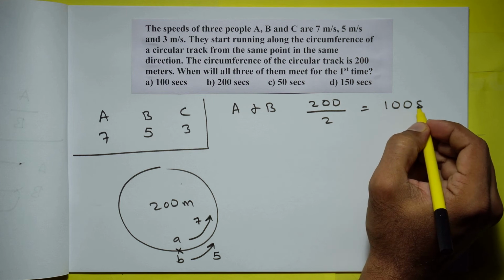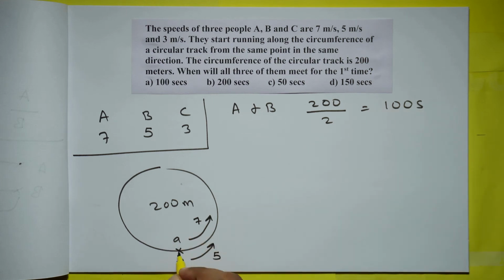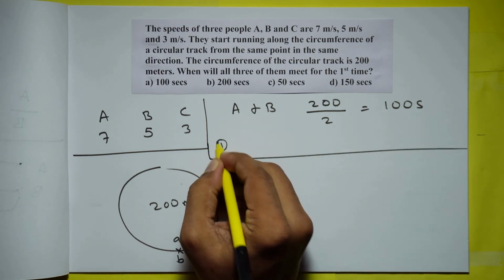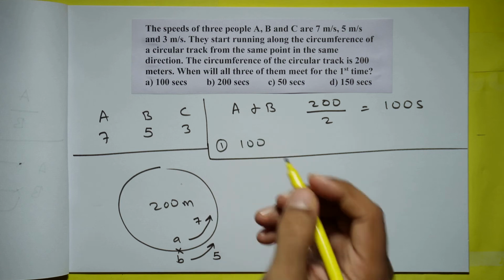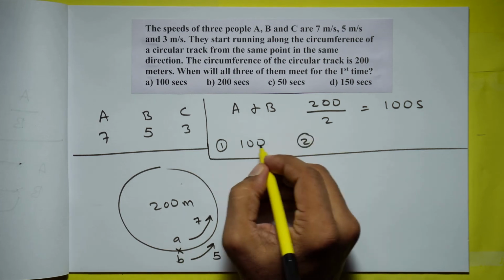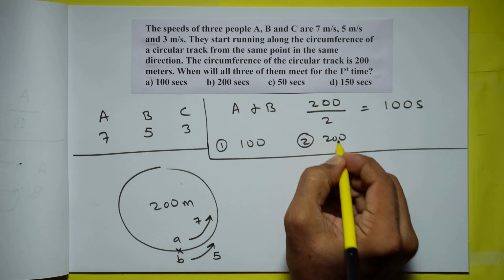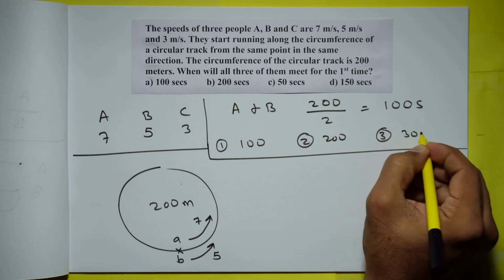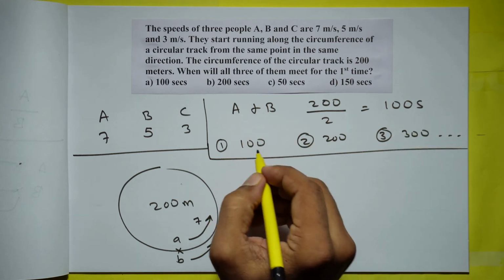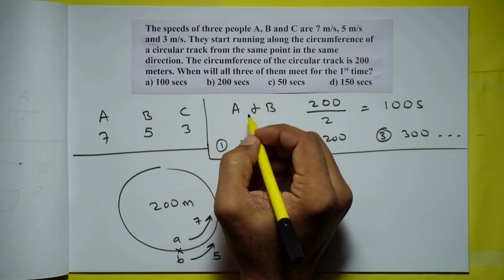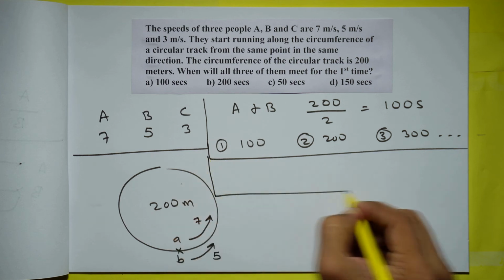So every 100 seconds A will be ahead of B by 1 full round and A will overtake B. So the first overtaking will occur in 100 seconds. Then every 100 seconds A will be ahead of B by 1 full round and A will overtake B. So the second overtaking will happen in another 100 seconds. So 100 plus 100, 200 seconds. The next overtaking will happen after another 100 seconds, that is 300 seconds. So every 100 seconds A and B will meet. Next we will find out the time required for A and C to meet.